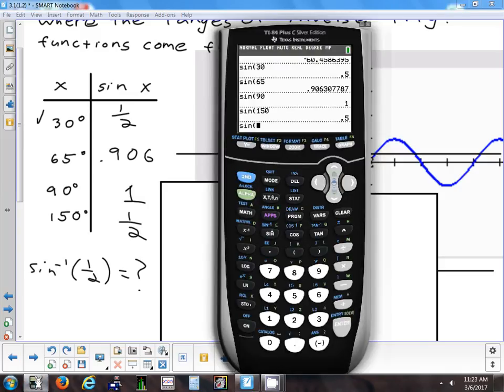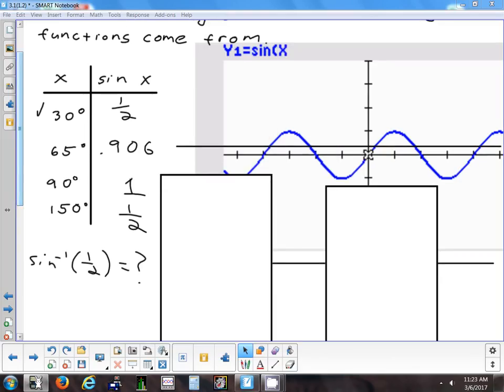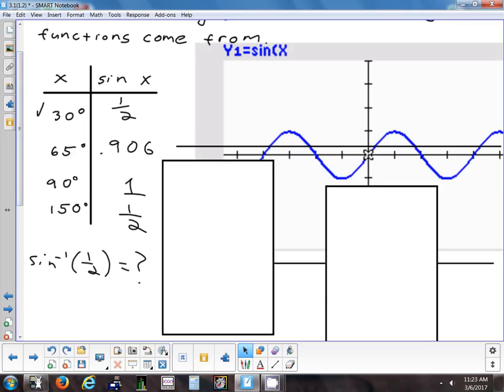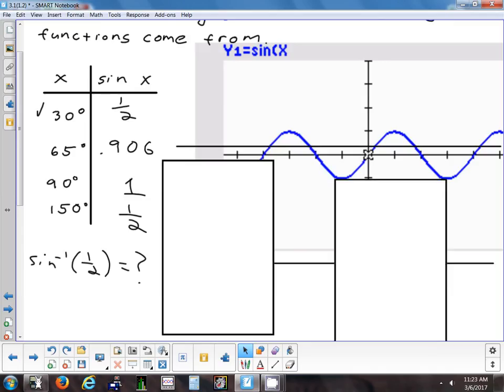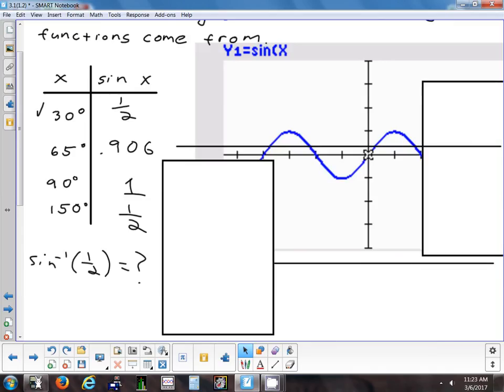I could name angles all day that I take the sine of, and I get 1/2 as an answer. Here's another one. Sine of 390 is also a half. Right? You can just keep naming them. So we've got to agree on which one we're going to use. So what we're basically going to do is block off part of the picture. Okay, we're only going to look at a small section of it. Let's try looking at this section.